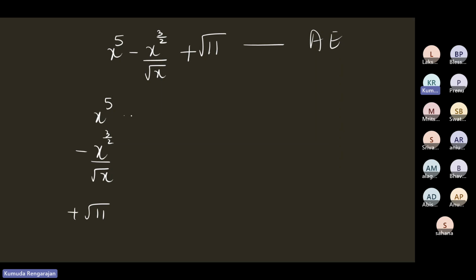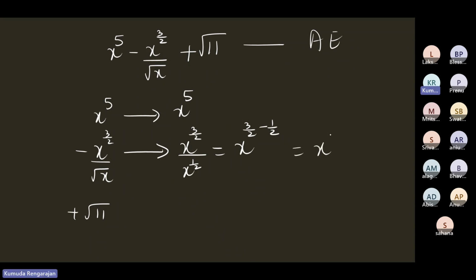Okay, now let's check. Here, nothing to be simplified. Here you can simplify: x to the power 3 by 2 divided by x to the power half, because root x means x to the power 1 by 2. So this is nothing but x to the power 3 by 2 minus 1 by 2, because when bases are same and it's division, we subtract the powers. So we get x to the power 3 by 2 minus 1 by 2, which is 2 by 2, which is 1. And this one cannot be simplified.